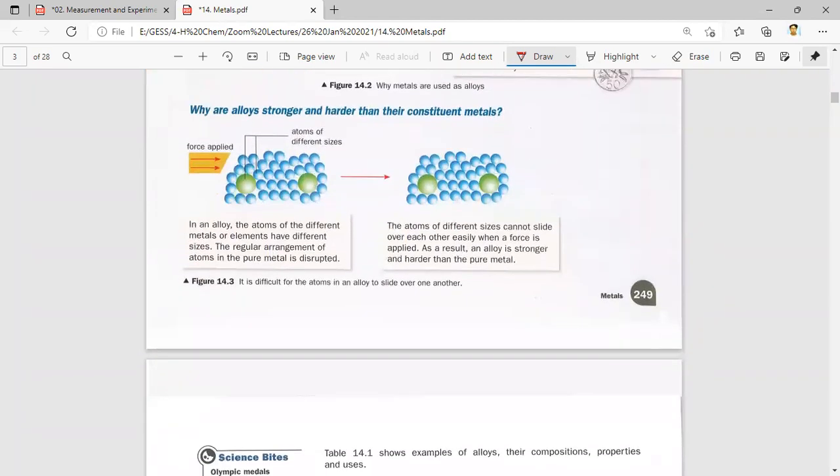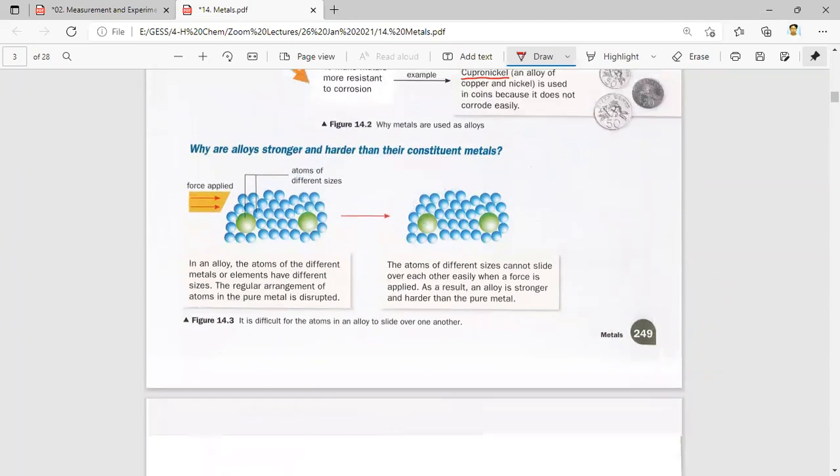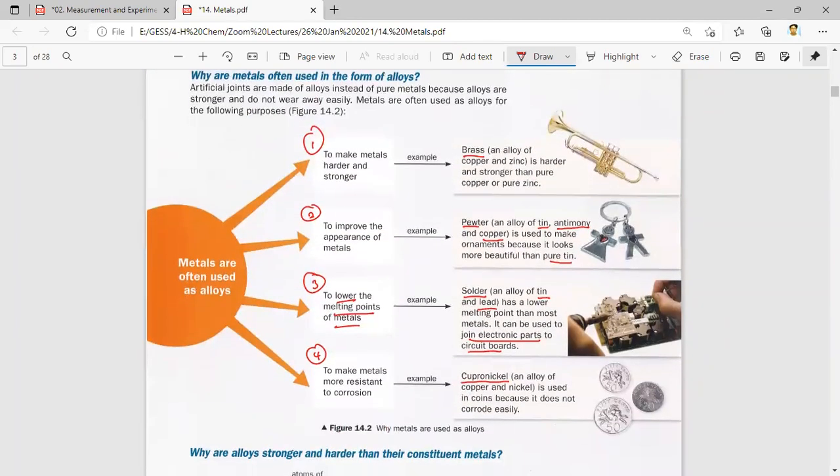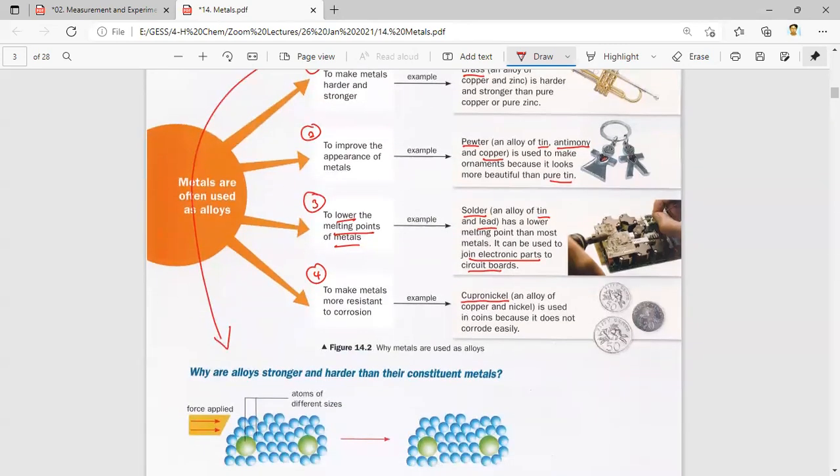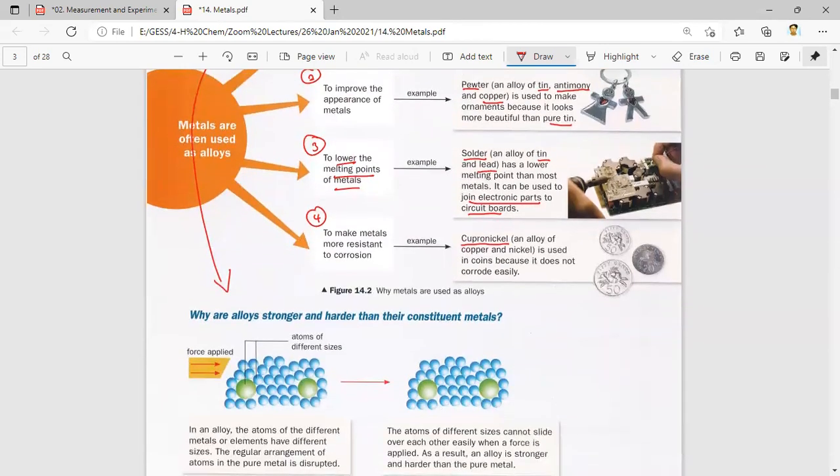Next. Why are alloys stronger than their constituent metals? What they're trying to do is elaborate on this point. You realize there are 4 benefits of metals being used as alloys, but the main one that they will elaborate further is this. So point 1 is what they elaborate further. That's why they talk about this, to elaborate why metals are used as alloys.